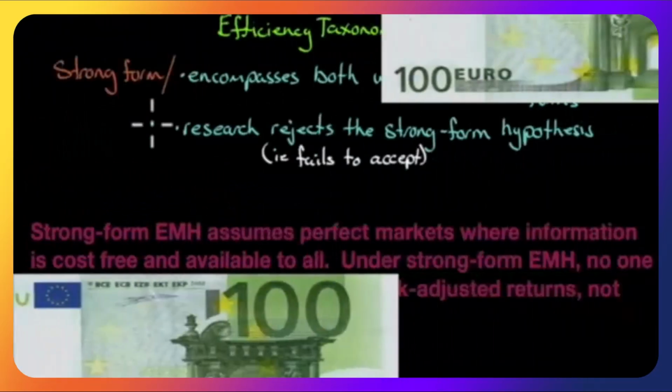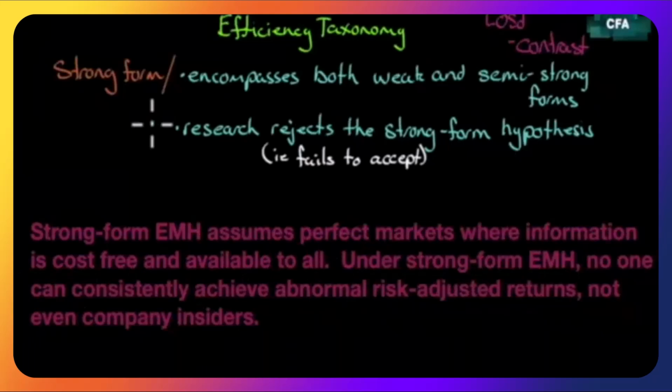And finally, we have our strong form hypothesis, or strong form market efficiency, which will encompass both weak and semi-strong forms. And we've found that there's lots of evidence to suggest that this is true, but research rejects the strong form hypotheses. And I'm actually saying that slightly wrong. This is just the way people understand it. So you say research rejects the strong form hypotheses.